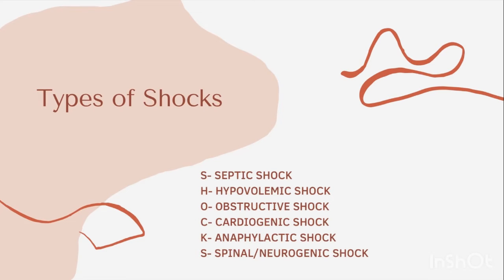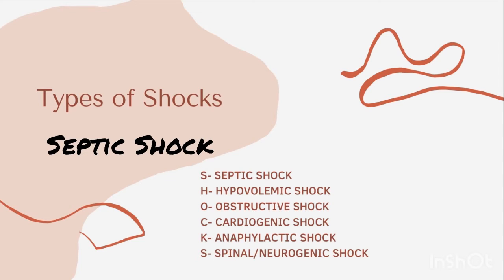skin. To remember the different types of shocks, we can use the acronym SHOCKS. S for septic shock, H for hypovolemic, O obstructive, C cardiogenic, K anaphylactic, and S spinal or neurogenic shock.